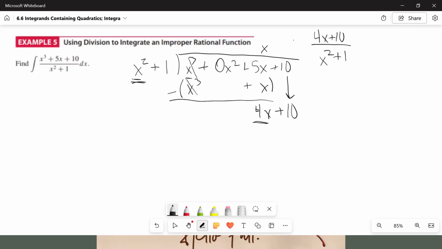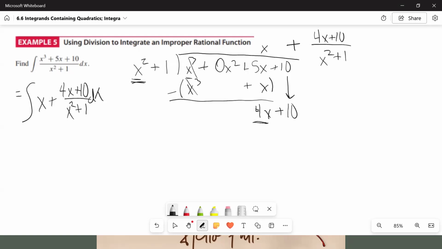Okay? And since the 4x plus 10 is positive, it's going to be plus. So this integral becomes x plus (4x plus 10) over (x squared plus 1). Now, I see a couple things here. The 4x plus 10 is not the derivative of x squared plus 1, and I can't manipulate it by multiplying or dividing by a constant, because the derivative of x squared plus 1 is 2x. I wouldn't have anything for the plus 10 in there.